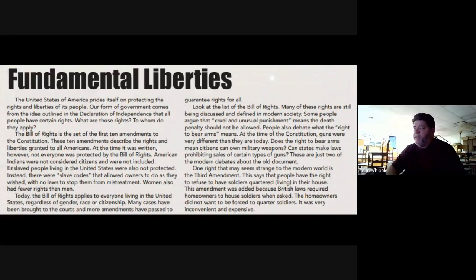One right that may seem strange to the modern world is the Third Amendment. This says that people have the right to refuse to have soldiers quartered, living, in their house. This amendment was added because British laws required homeowners to house soldiers when asked. The homeowners did not want to be forced to quarter soldiers. It was very inconvenient and expensive.